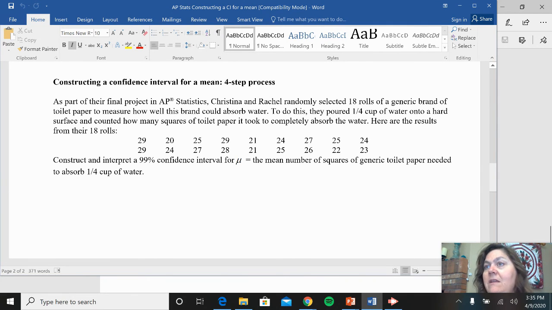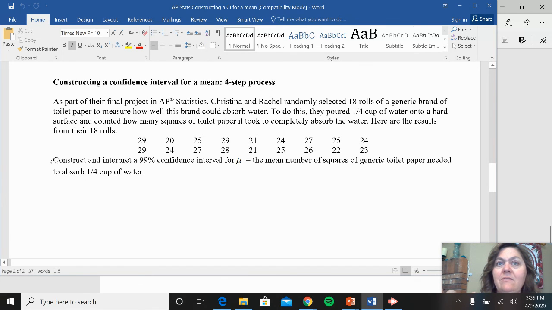Okay, the mean number of squares of generic toilet paper needed to absorb 1/4 cup of water, that is our parameter that we are estimating. So notice the state is already done for us here. If you want to write "state" to the left of this and put brackets around it, this is what we are doing. Remember, the state must include your parameter, context, and your CI, and that's all there.